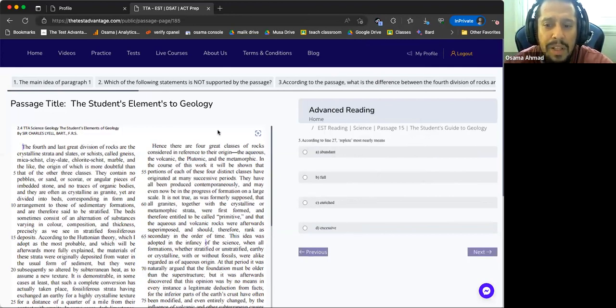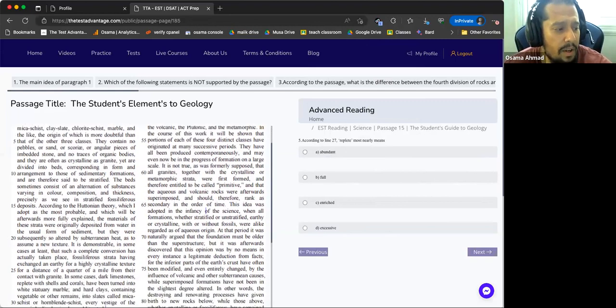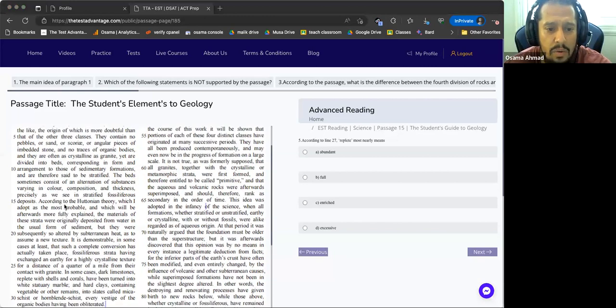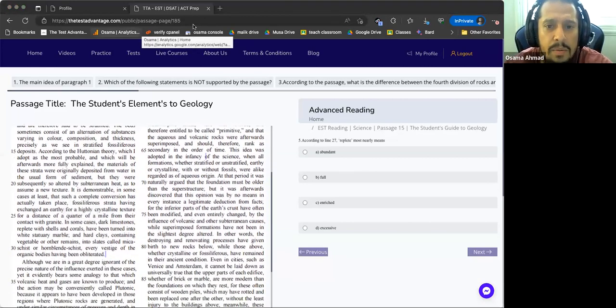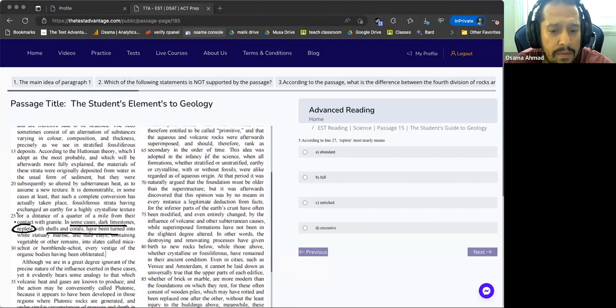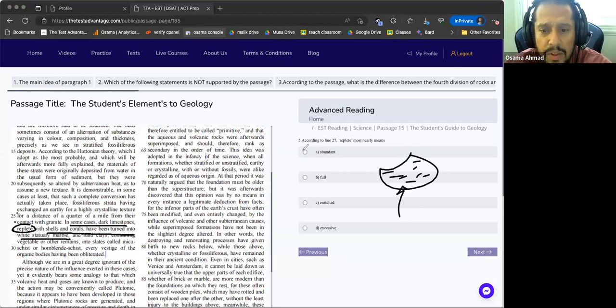Question number 5, replete. What is the context of the paragraph here in question number 5, right? What is the context of line 27 right here? احنا قلنا context مهم، احنا بنتكلم عن ايه؟ In some cases, dark limestones replete with shells and corals have turned into white statutory marble, right? So عندنا الفاصل والفاصل فيها حاجات كتير, right? It's replete with كذا كذا كذا. So does that mean abundant?